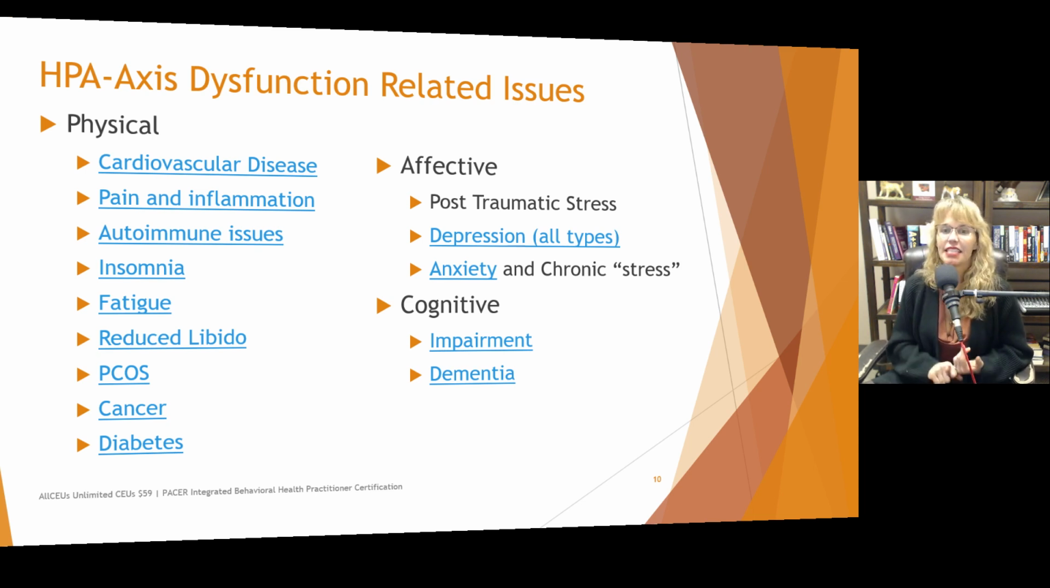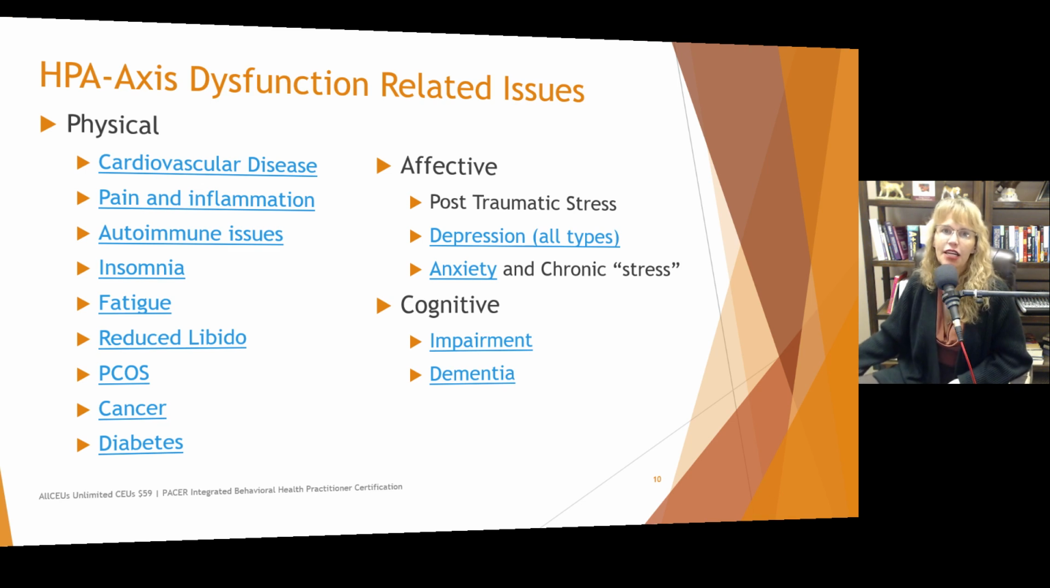Fatigue is implicated. When we can't get good sleep, we're often going to be fatigued. When that HPA axis is hypervigilant, we are likely spending a lot of energy. We've got a lot of often muscle tension that also can contribute to fatigue. Reduced libido. The body says if there's a threat, it's not time to procreate. That's the short version.